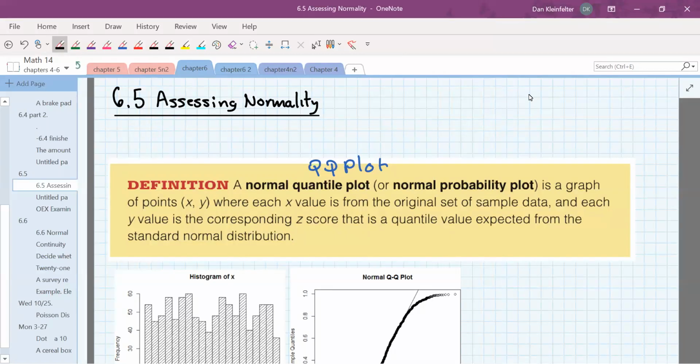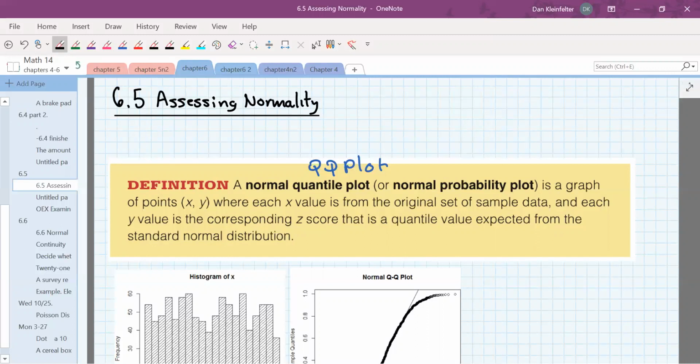One would be just to make a histogram of the data, just plot the data, make a histogram or bar chart of the data and see if it looks roughly bell-shaped. Another tool that we have is called a normal quantile plot. It's also called a normal probability plot. It's also called a QQ plot, depending on what book or software you're using.